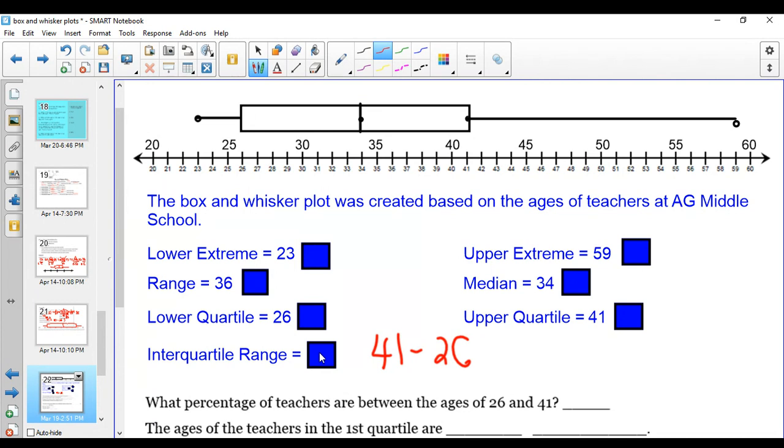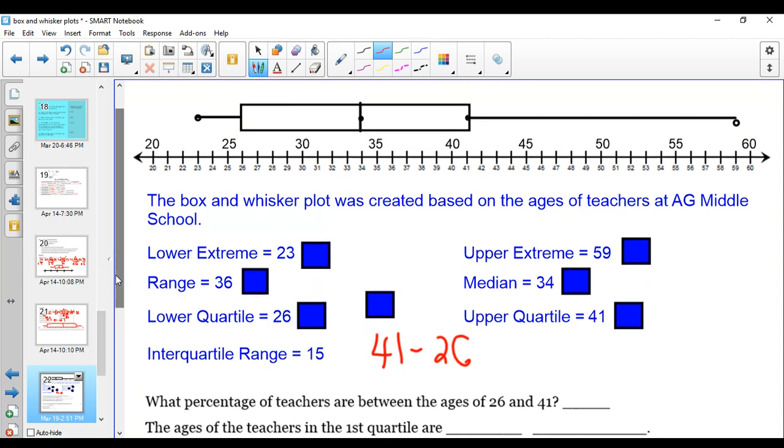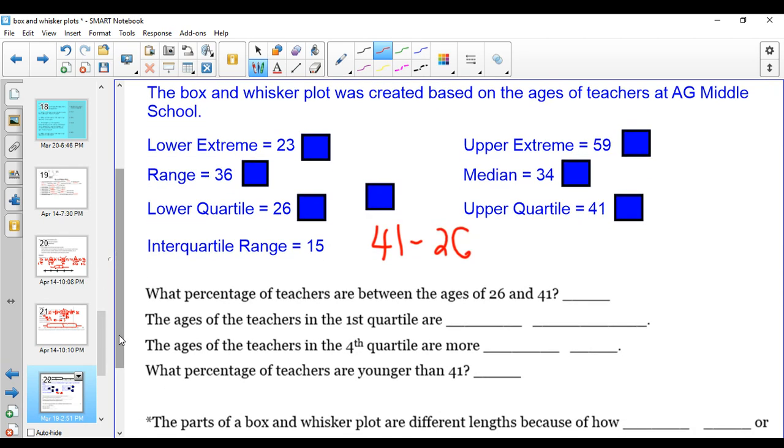And that gives us 15. So the interquartile range is 15. Okay, now let's look at some specific questions that we've been asked below the graph here.